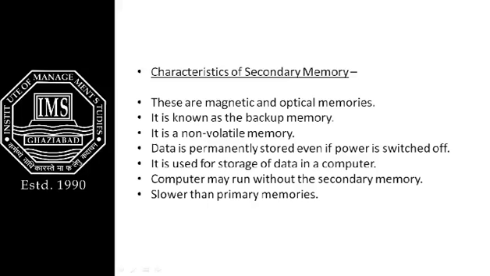They are non-volatile memory. Data is permanently stored here. It is used to store the data in a computer. A computer may run without the secondary memory, which I have discussed earlier. I have explained why this is so. And secondary memory is slower than the primary memory. So these are the main differences between primary memory and secondary memory, and we have seen a broad layout of the computer's memory.